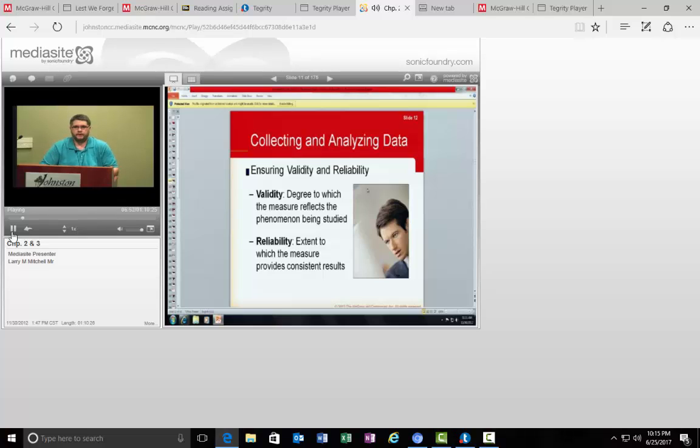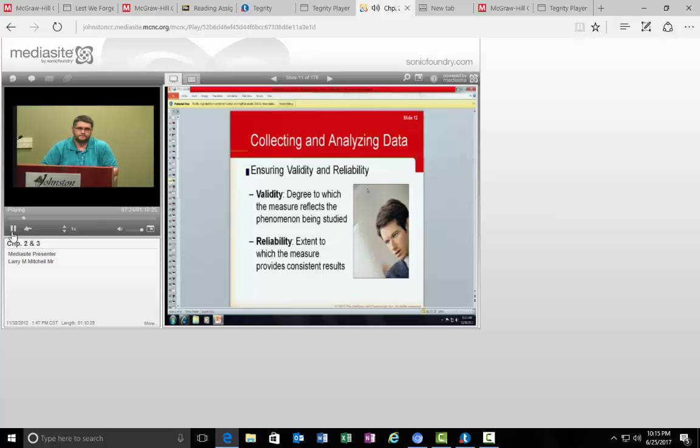Validity and reliability relate to our experimental collection of data, in that validity is just ensuring that you're measuring what you intend to measure. So if you had a test that was measuring your knowledge of Chapter 2 material, you don't want it to be on Chapters 4 and 5. You want it to be on what you are intending to measure. Do intelligence tests measure intelligence? Well, they should. And if they do, they have a high degree of validity.